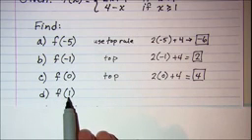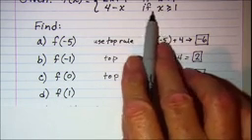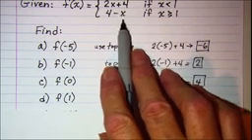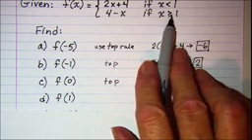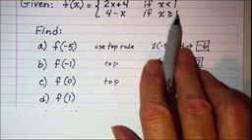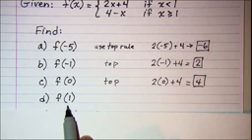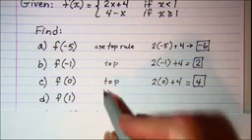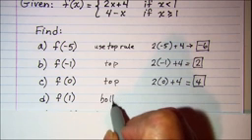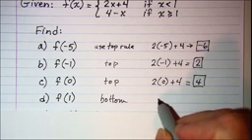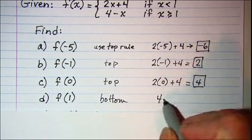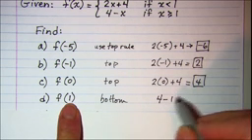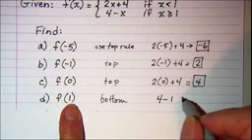For f of 1, notice that we have to use the bottom rule if x is greater than or equal to 1. So x is equal to 1, so we use the bottom rule. And we have to evaluate 4 minus 1, since x is 1. So this is 3.